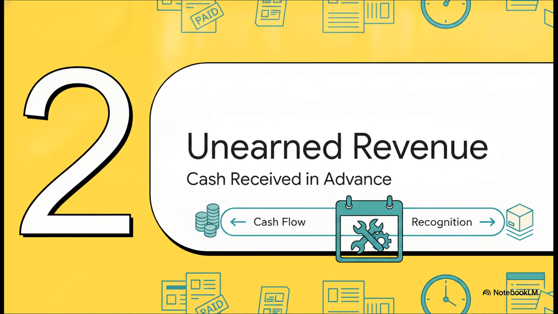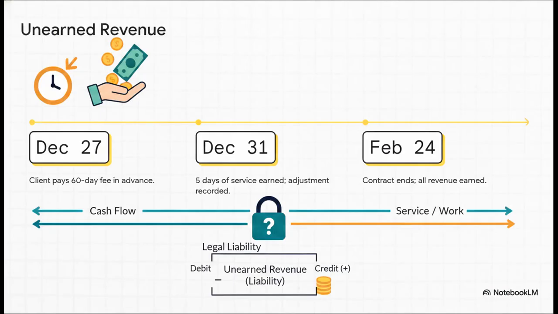Moving right along, let's hit category 2, unearned revenue. This is the scenario where you get paid early, cash received in advance. This happens when a client pays you before you've actually delivered the product or service. The cash arrives early, let's say on December 27th. But wait, you haven't actually done the work yet. This means legally and economically, you technically owe the client either their money back or you owe them the sweat of your brow. So it's a liability.